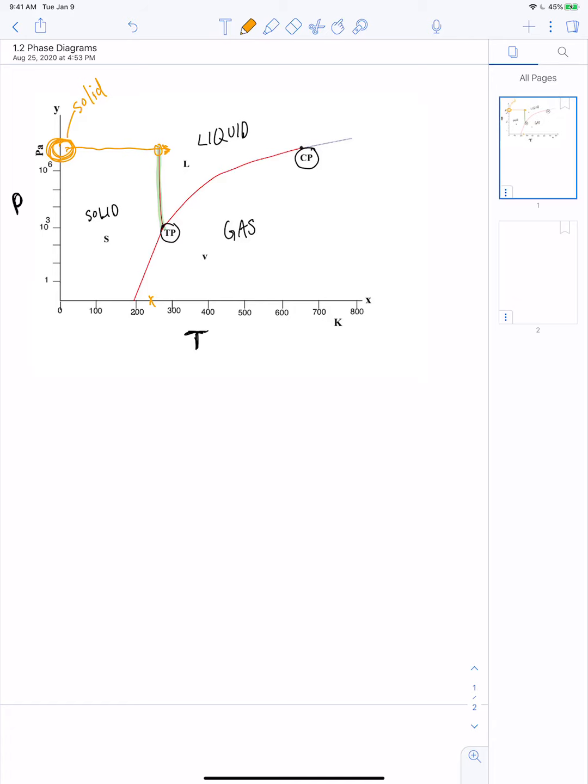What I end up with, because 250 Kelvin is around minus 20 degrees Celsius, is a solid to liquid transition. Okay, so right here, the solid to liquid transition takes place at about 250 Kelvin. As I move down this phase transition line, you can see it changes a little bit.